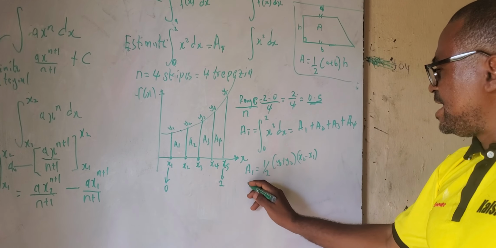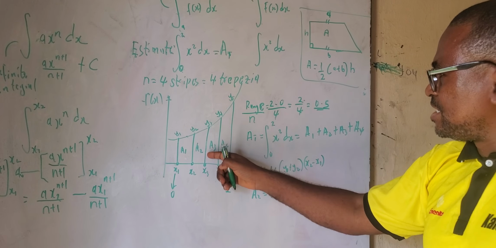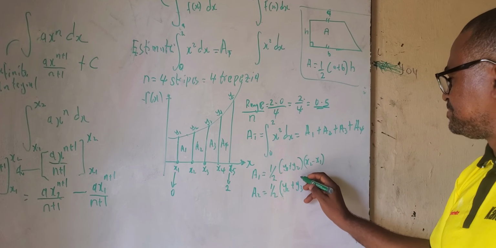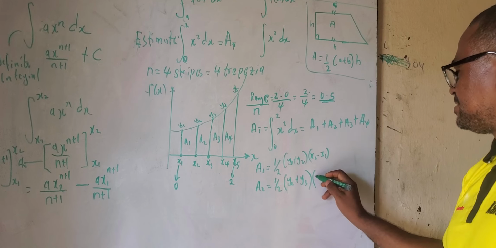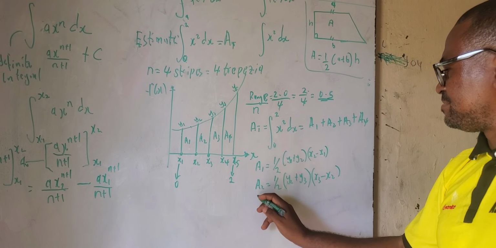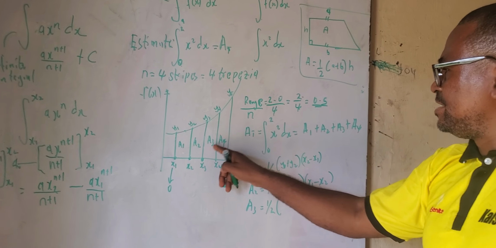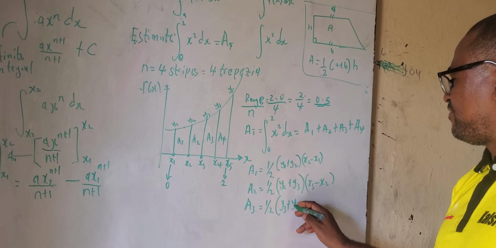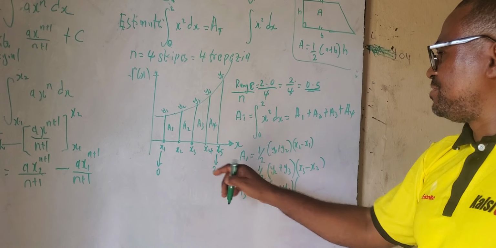That is for a1. Then a2 is going to be half the sum of the parallel sides, that is y2 plus y3, then times the difference between the parallel sides, that is x3 minus x2. Then for a3, the area a3 is going to be half, brackets, the sum of the parallel sides, that is y3 plus y4, times the difference, that is x4 minus x3.